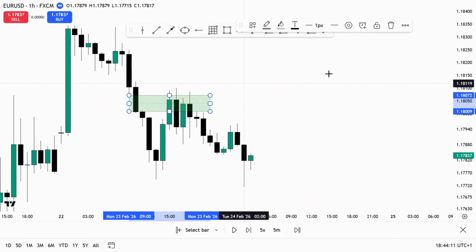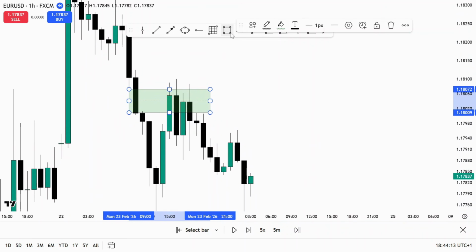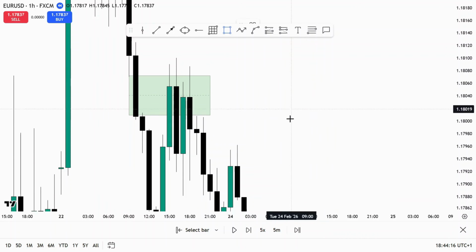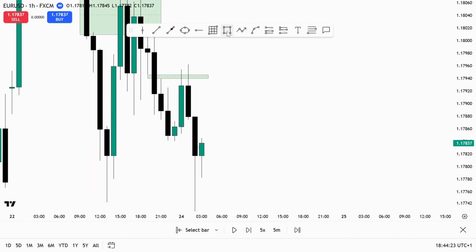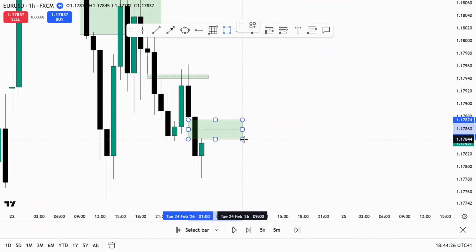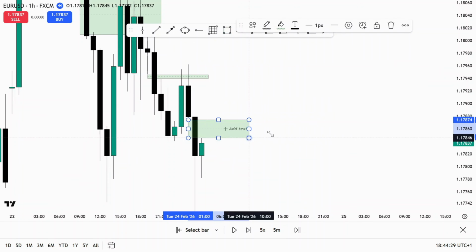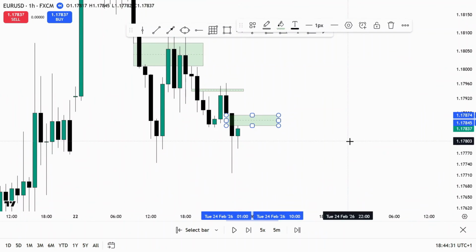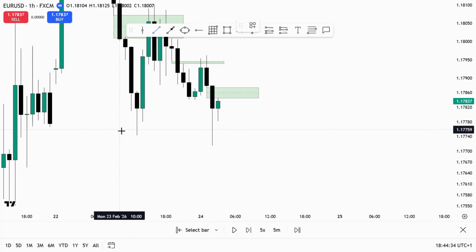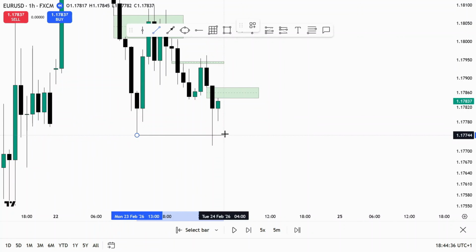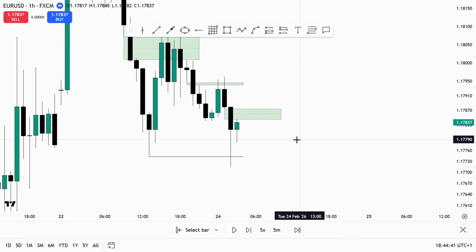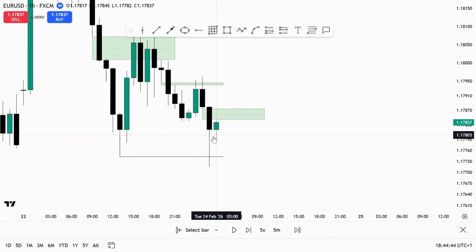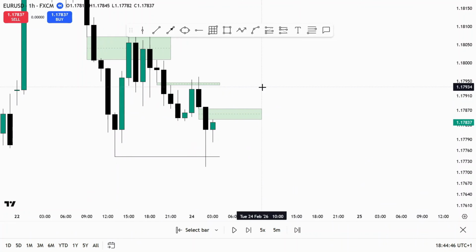This was the first fair value gap that price respected. When we zoom in, we would also see that this was the second fair value gap the price respected. And now price also has this fair value gap right here. But a lot of traders would think that this was a sweep of sell side liquidity right here. But you can't confidently say that this is a sweep of sell side liquidity when price hasn't closed above this fair value gap, right?